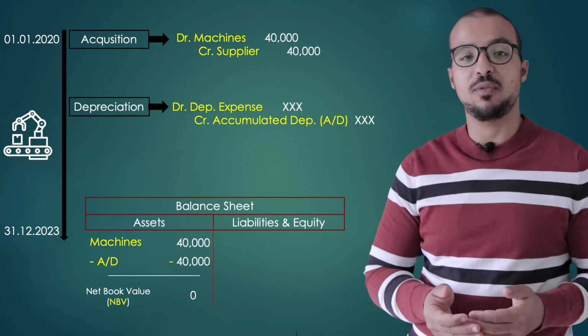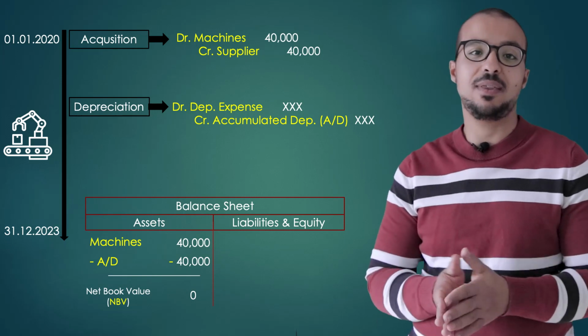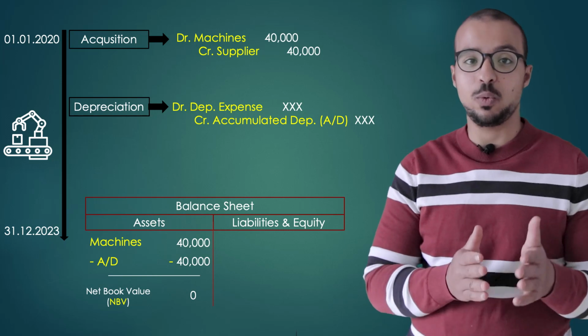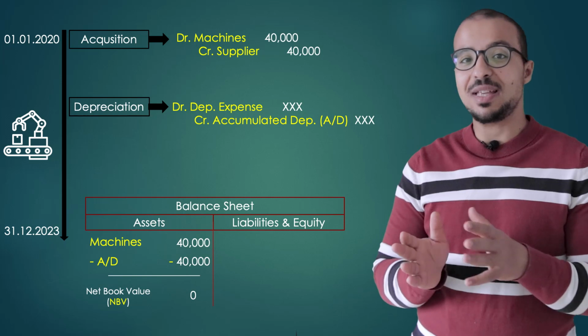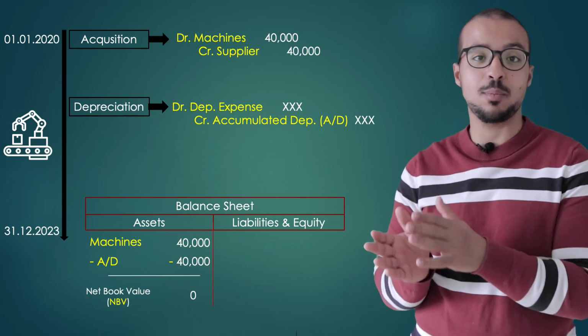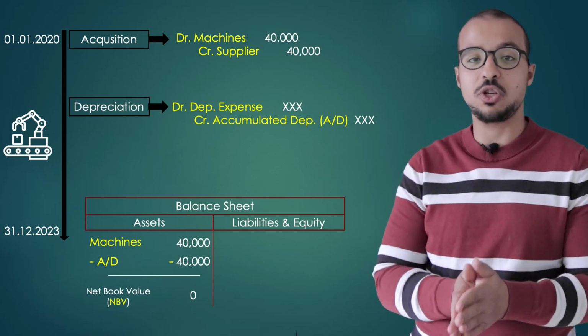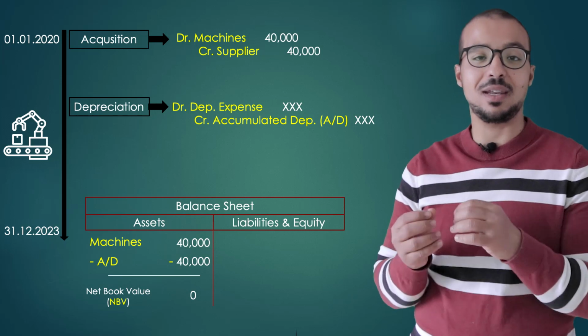Then over the useful life of the asset, every period we post the fixed asset depreciation, and here the accounting entry is a debit to the depreciation expense and a credit to accumulated depreciation. The fixed asset acquisition value is displayed in our balance sheet under assets in a positive value, and accumulated depreciation is also displayed under assets but with a negative value, and the balance is the net book value of the asset.